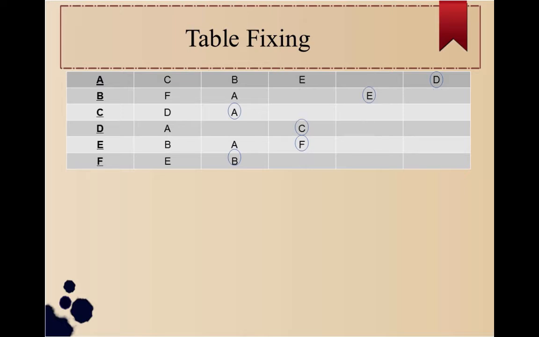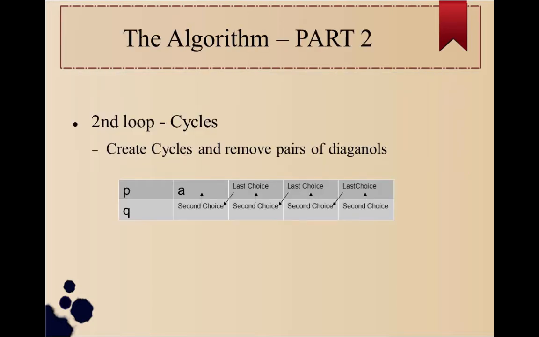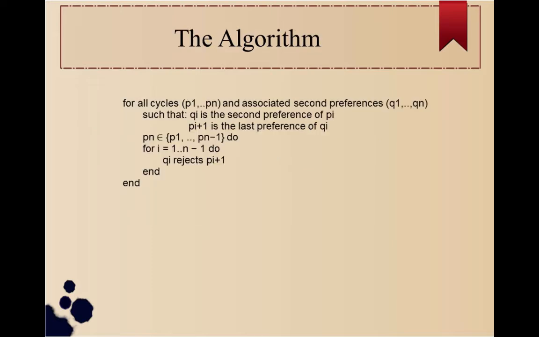We're going to go ahead and fix the table just like we did before by removing all crossed out entries, and then shifting everything to the left to fill the empty spaces. Now onto the second loop of the algorithm. We're going to look through and create cycles in the table, and then we're going to go ahead and remove the pairs of diagonals. This might sound a bit confusing, but if you just watch how it's done, it's actually quite simple. So the pseudocode here shows the loop we're about to perform.